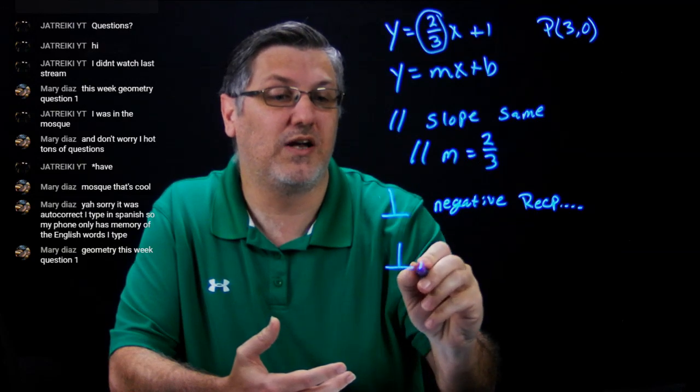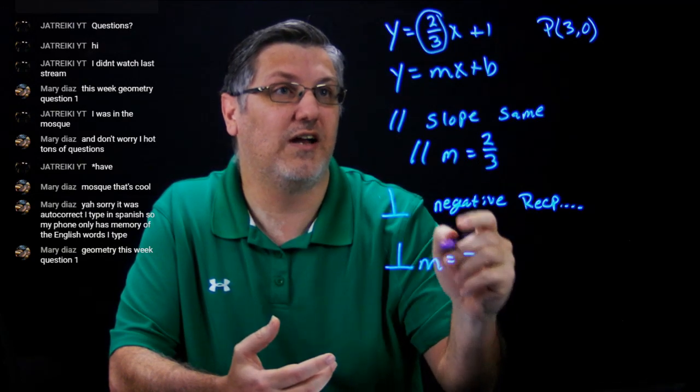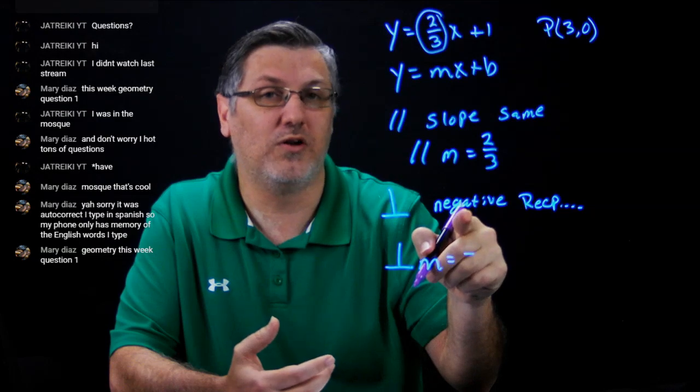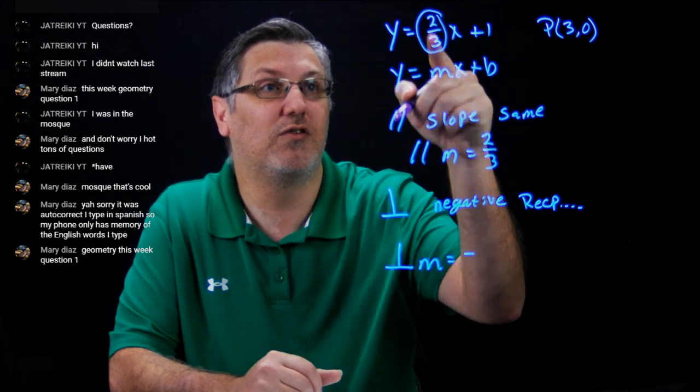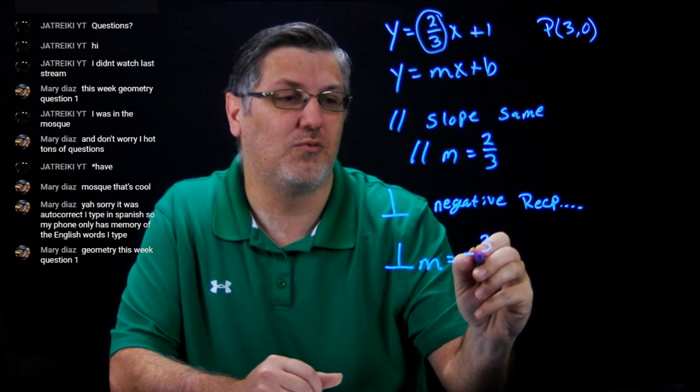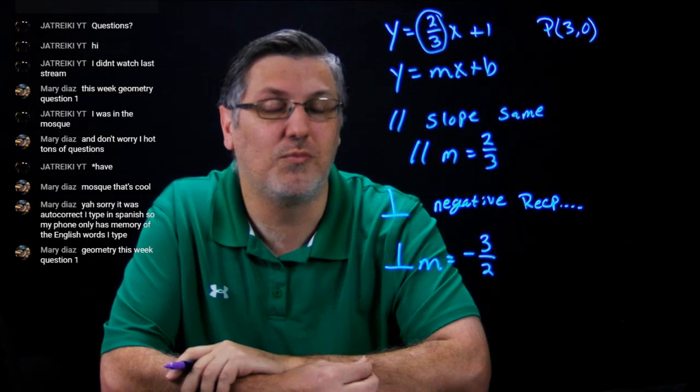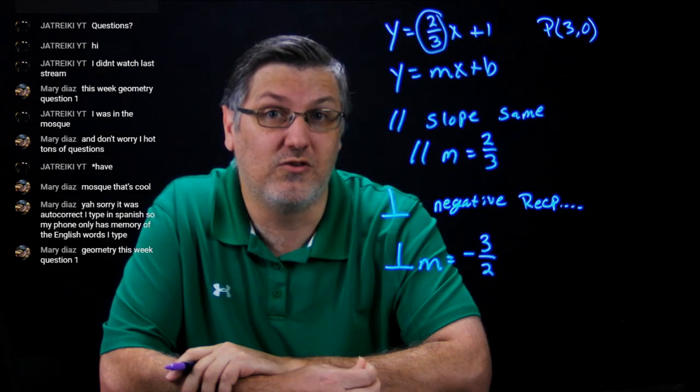So my perpendicular slope, here's my negative, because I went from positive to negative, because we want to do the opposite. This negative means opposite sign. And then the reciprocal means you just flip this upside down, which is 3/2. Okay, so there's my slopes, my parallel and perpendicular slopes.